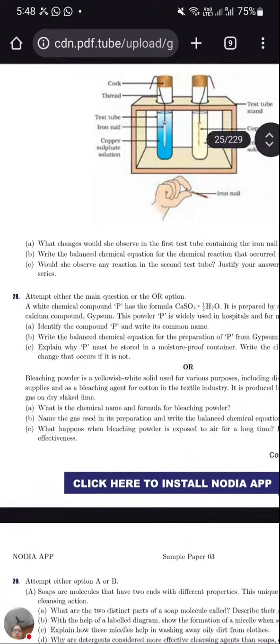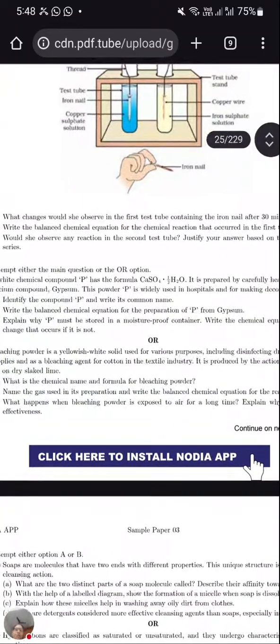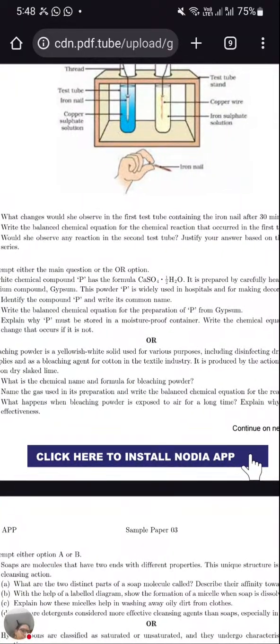Next one: a white chemical powder P has the formula CaSO4 dot half H2O. So write down the answer. What is the name for this? CaSO4 dot half H2O. What is the chemical name for that? Chemical name for CaSO4 dot half H2O.